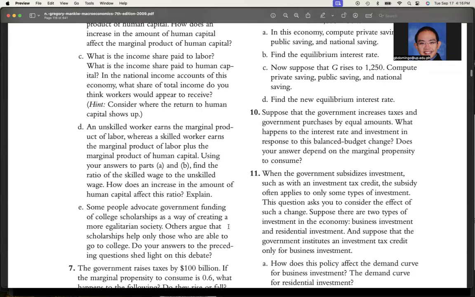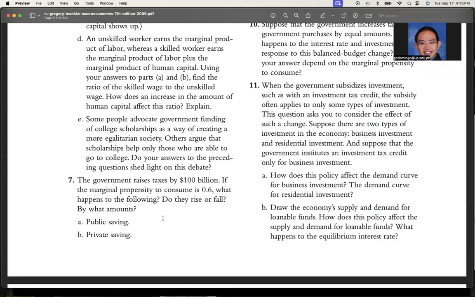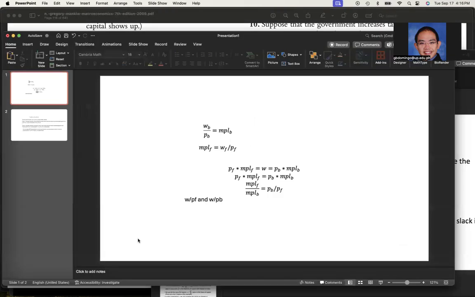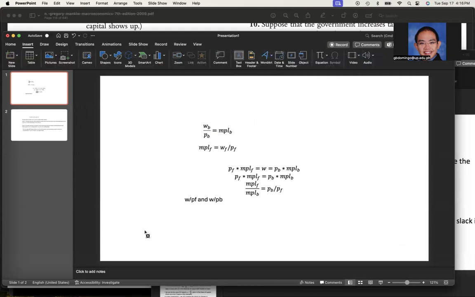Let's answer this one, right? The government raises taxes by 100 billion. The marginal propensity to consume is 0.6. What happens to the following? Do they rise or fall, and by what amounts? First, public saving. Let's insert a text box first. So public saving, that happens to be T minus G, right? In this particular case, T rises by 100.